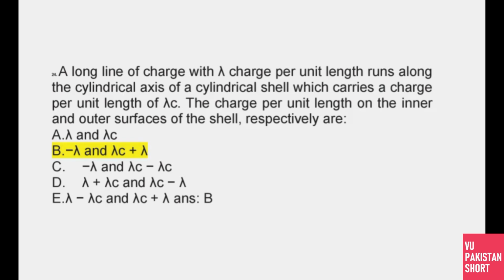A long line of charge with λ charge per unit length runs along the cylindrical axis of a cylindrical shell which carries a charge per unit length of λ. The charge per unit length on the inner and outer surface of the shell is respectively कितना होगा? तो सवाल आपका आंसर बी होगा, -λ and 2λ.